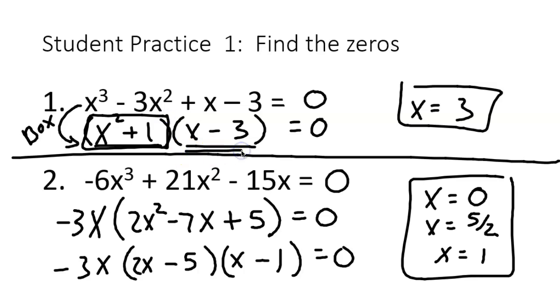But if you set this one equal to 0 and solve, you will get 3. So that one has only one real root, one real rational root.